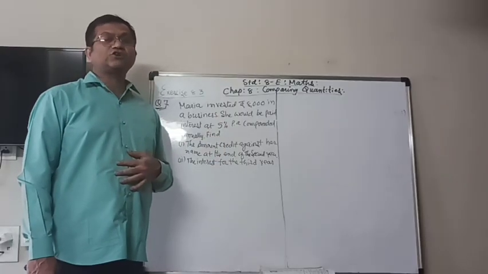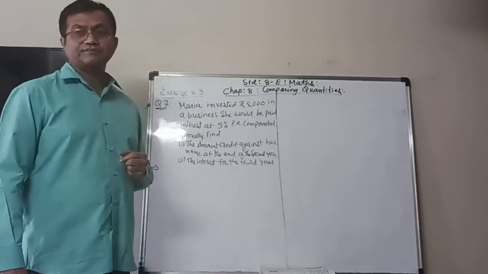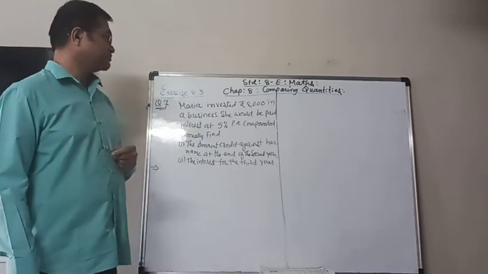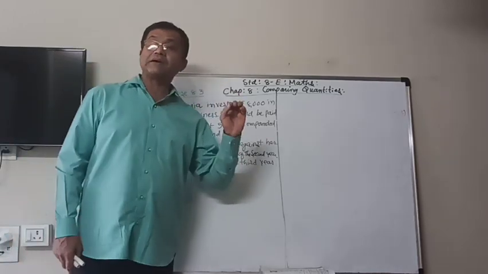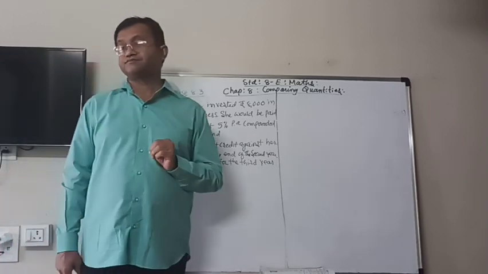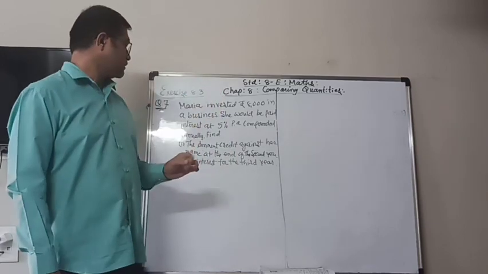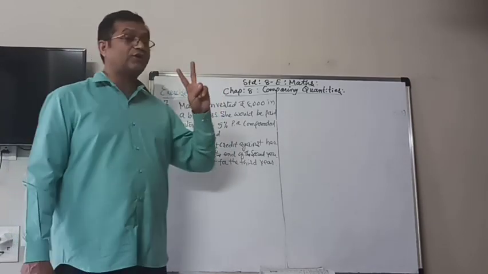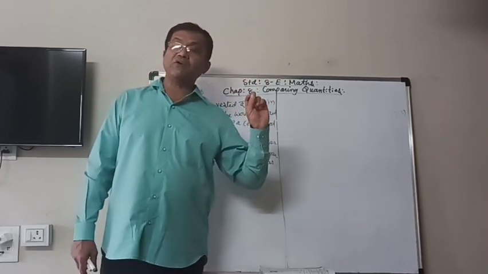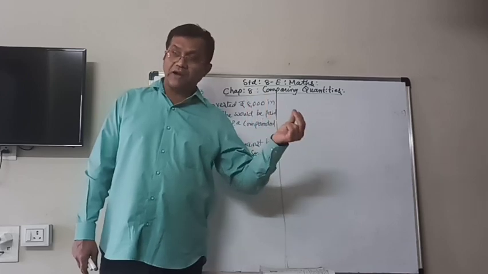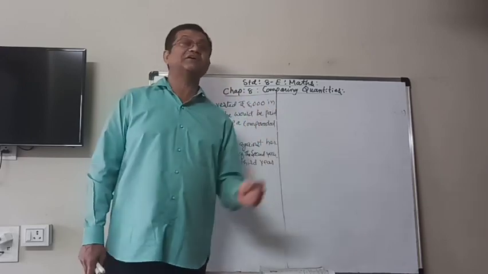Now the seventh question. Maria invested rupees 8,000 in a business. She would be paid interest at 5% per annum compounded annually. So now we have to find two things. The amount that would be credited against her name at the end of the second year. It means that first of all we have to find the compound interest or the amount after 2 years, and then only the third year's interest.